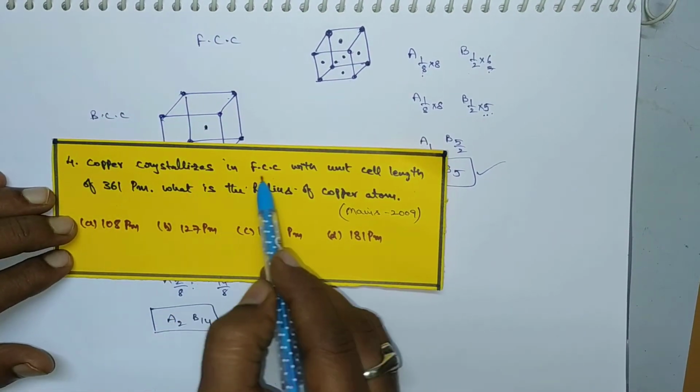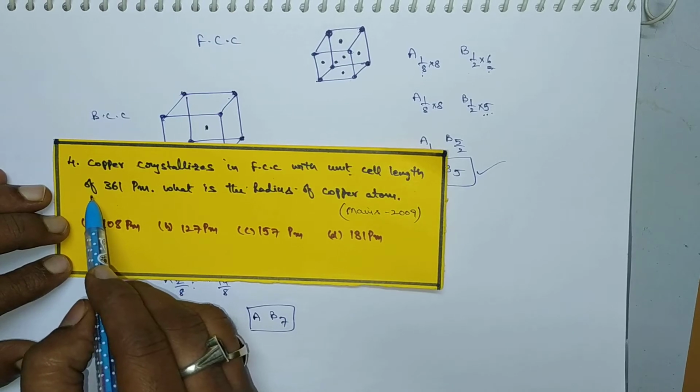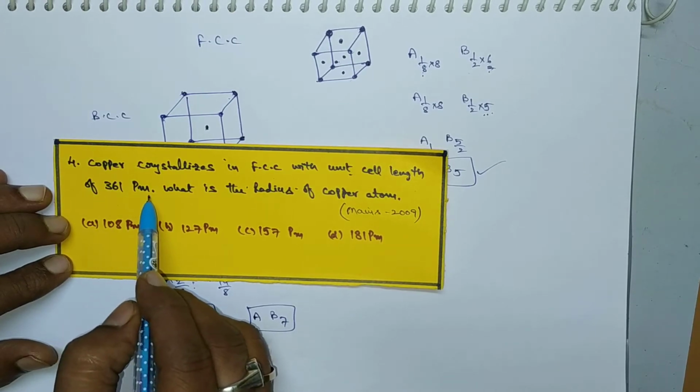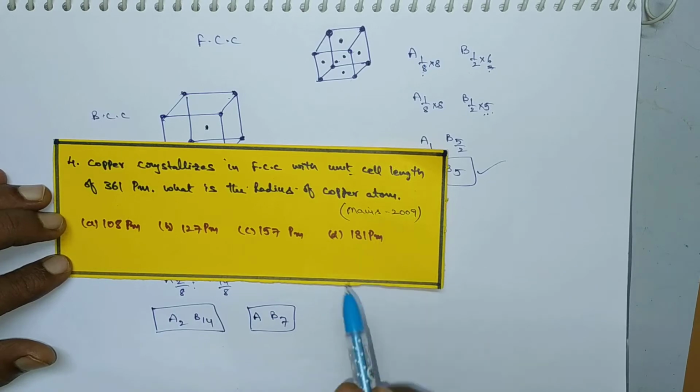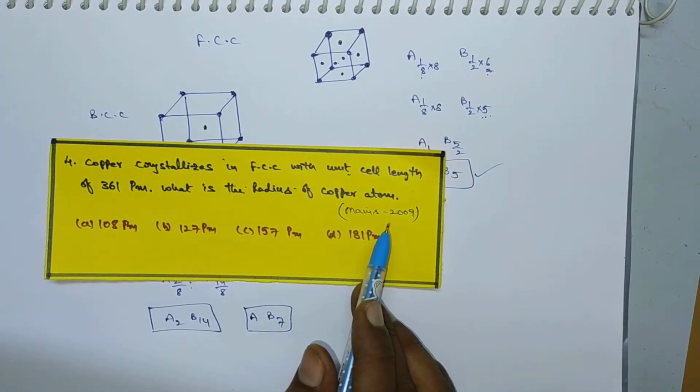Here copper crystallizes in face centered cubic with a unit cell edge length of 361 picometers. What is the radius of the copper atom? Here he asked about the radius of the atom.